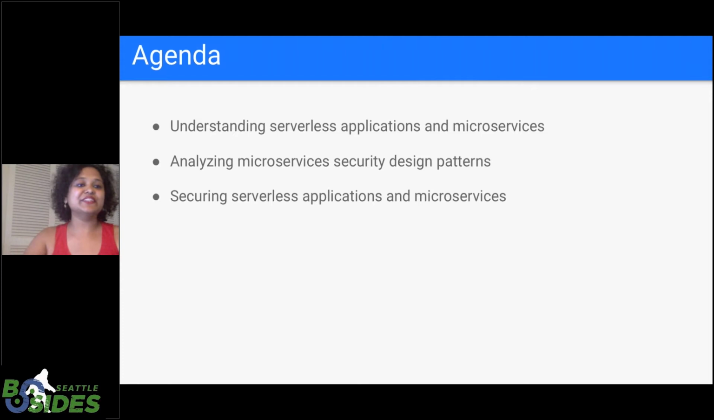So this is today's agenda. In the next 1 hour, I will be covering what serverless applications are, what we mean by serverless in the context of microservices, how they evolved, and then how we can analyze some of the microservices design patterns from a security perspective. And towards the end, I will be talking about some of the best practices for securing serverless applications and microservices. All right, so let's begin.